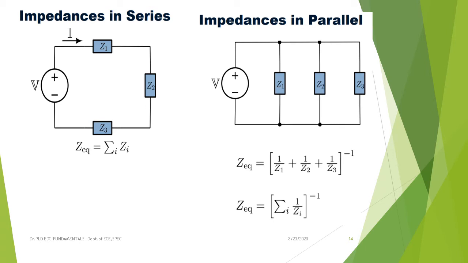Coming to impedance in series and impedance in parallel. Of course, in the same way we calculate series resistances and parallel resistances, the same thing happens here also: series impedances and parallel impedances. Z1, Z2, Z3 are connected in series with the voltage source. So equivalent impedance Z equivalent is equal to the summation of these three impedances, Z1 plus Z2 plus Z3, that is, sigma Zi is Z equivalent.